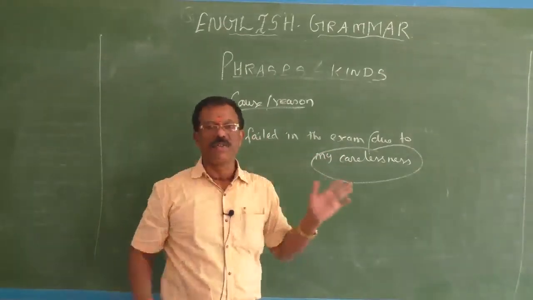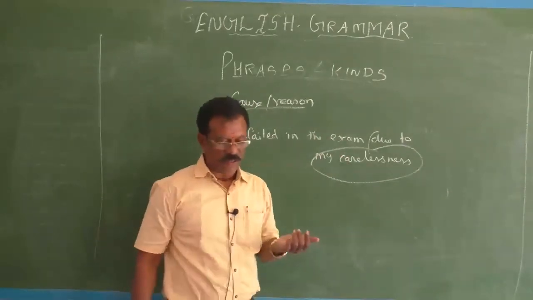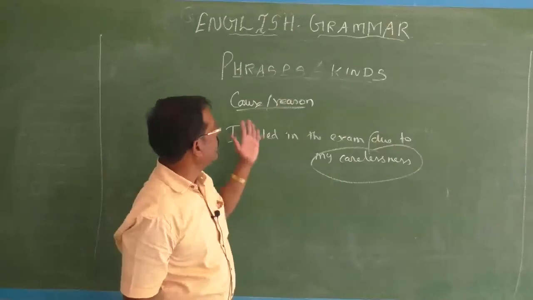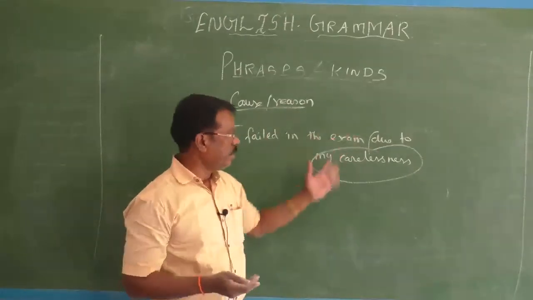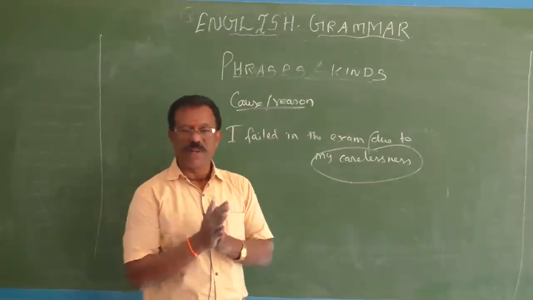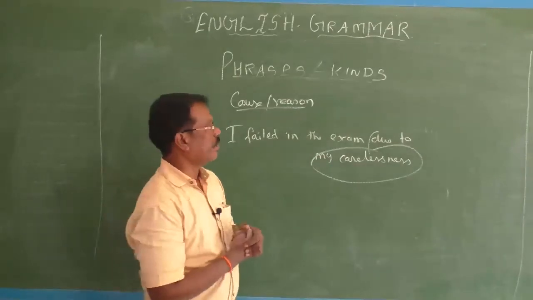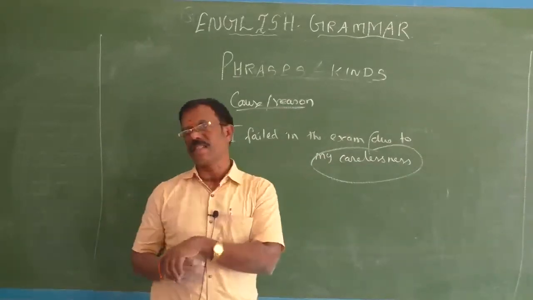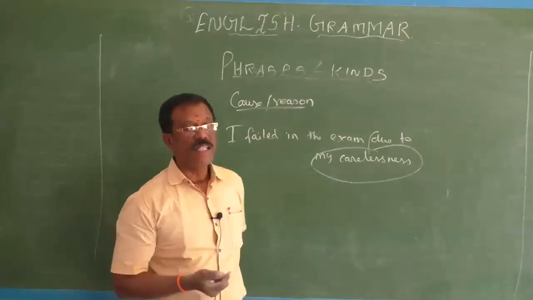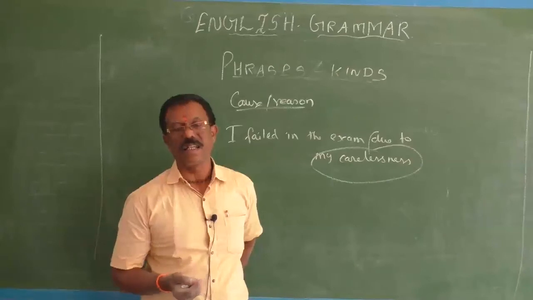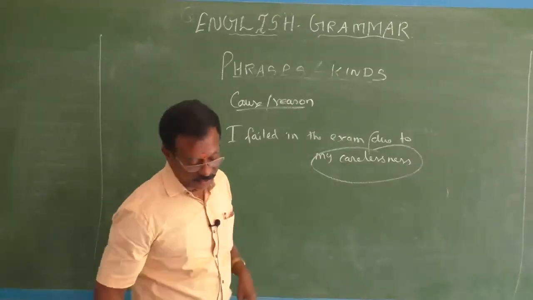So it describes the action failed. Therefore this is an adverbial phrase. This adverbial phrase gives an answer for the question why. So it gives a reason or cause. Therefore we call this, due to my carelessness, an adverbial phrase. It does the function of an adverb, and at the same time it answers the question, I failed, why? So it answers the reasoning question why, therefore it is called the adverb phrase of reason.